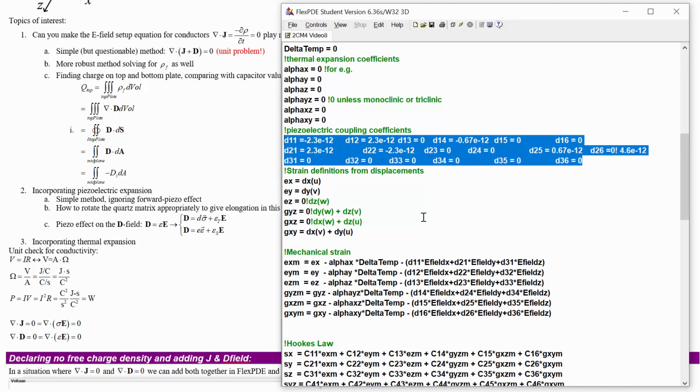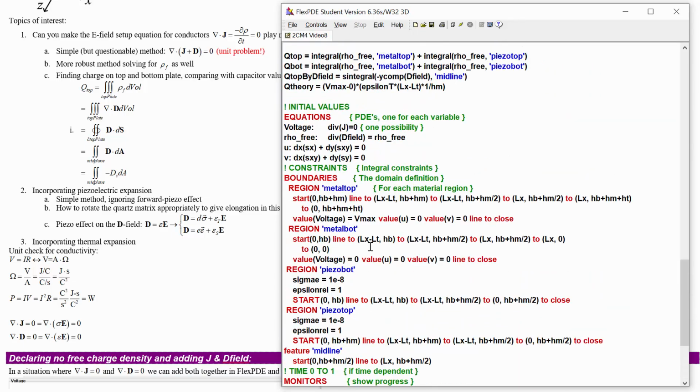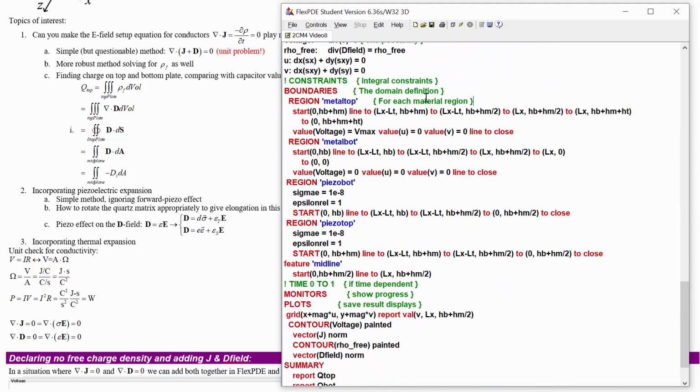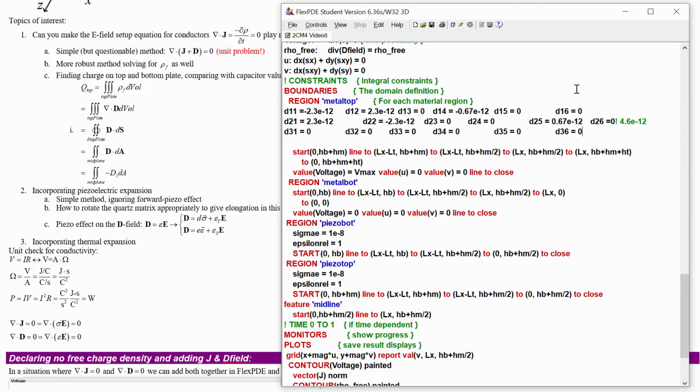So let's take this set of matrices here, and we'll go into the metal and make sure that it has no piezoelectric effect. So we'll just set all of these equal to 0 inside the metal.